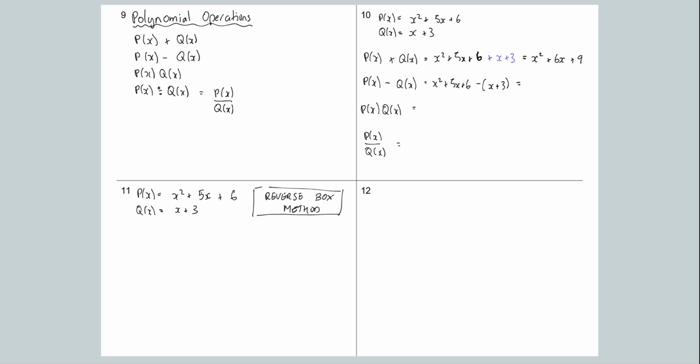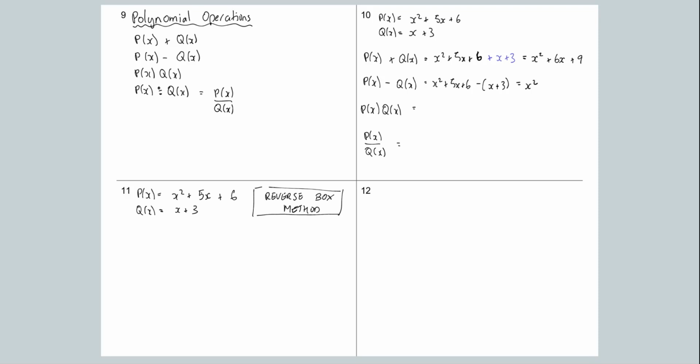If you haven't done it yet, please pause and do it. But I'm going to do it in one easy step. So the only x squared term is the one in P of X, so that's just there. 5x minus x is 4x, positive 4x. Positive 6 minus positive 3 is just positive 3. So x squared plus 4x plus 3 is a new polynomial.